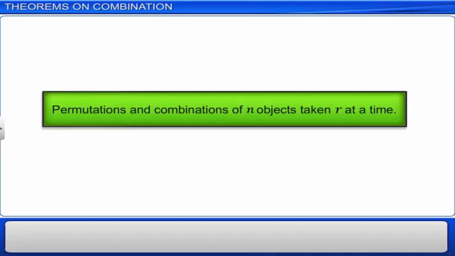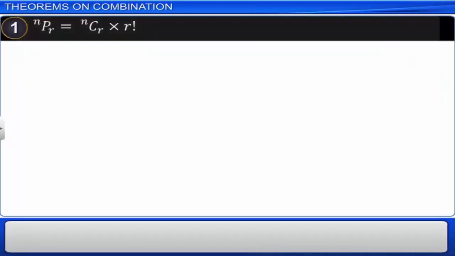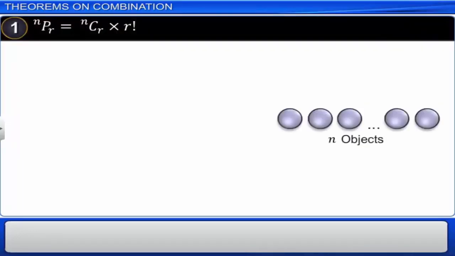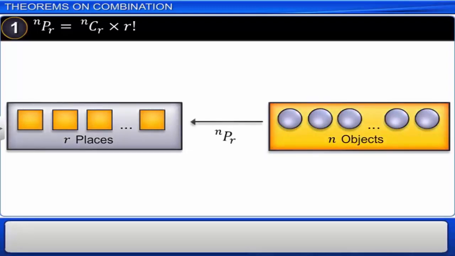We have seen the permutations and combinations of n objects taken r at a time. In this module, we will discuss some theorems and results on combinations. The first theorem states the relation between the permutations and combinations of the n objects taken r at a time. Suppose there are n objects and we have r places to be filled by taking r objects at a time. The number of permutations is nPr.